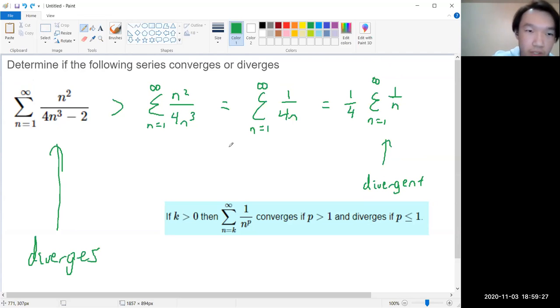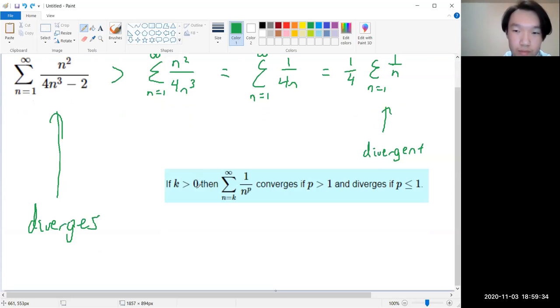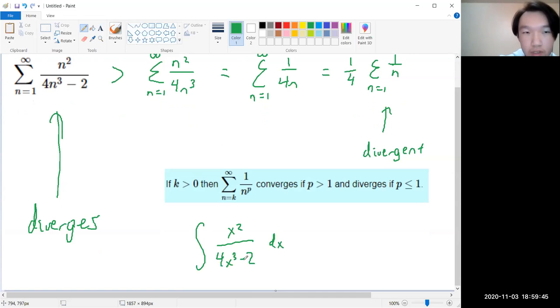Did anyone use the integral test? Okay, well, if you were to use the integral test, this would be the integral of x squared over 4x to the third minus 2 dx. I guess the only reason you would use it is because you would see that this integral is actually something we know how to do.